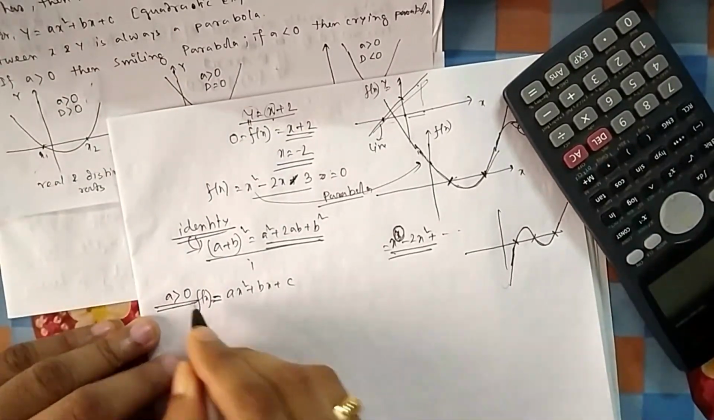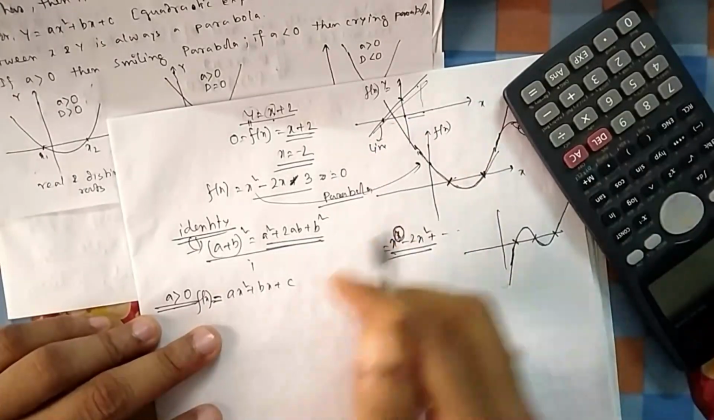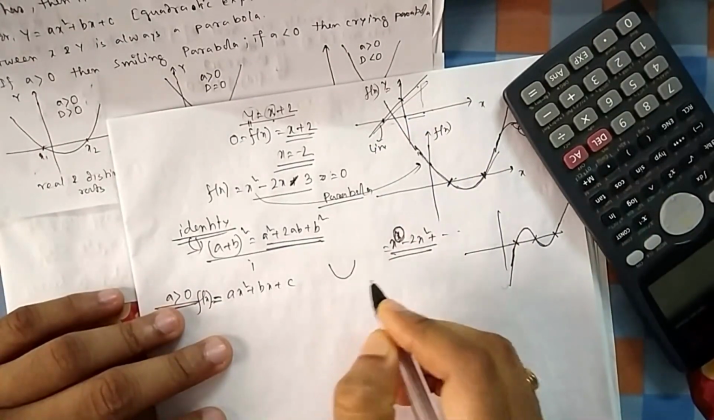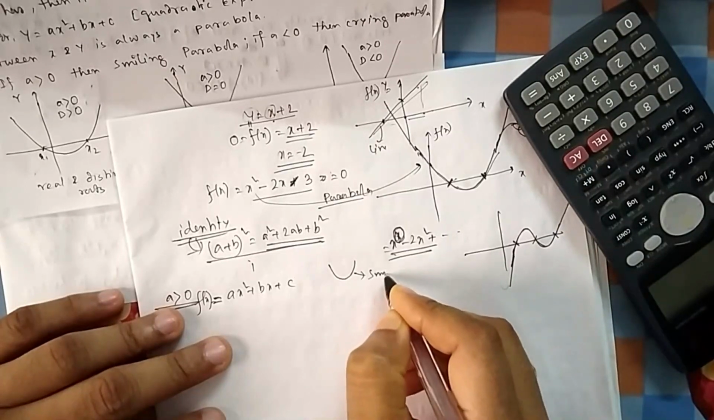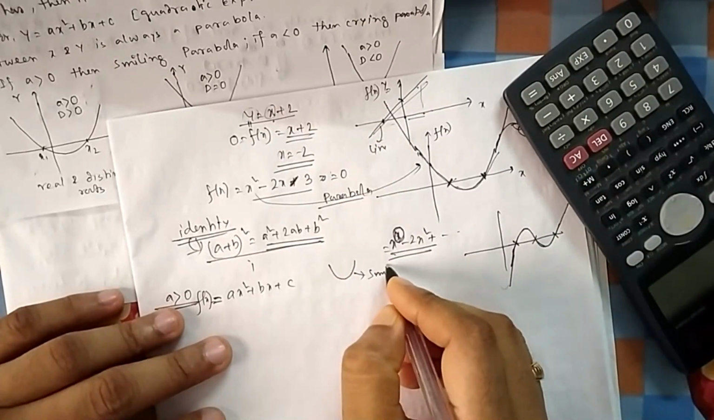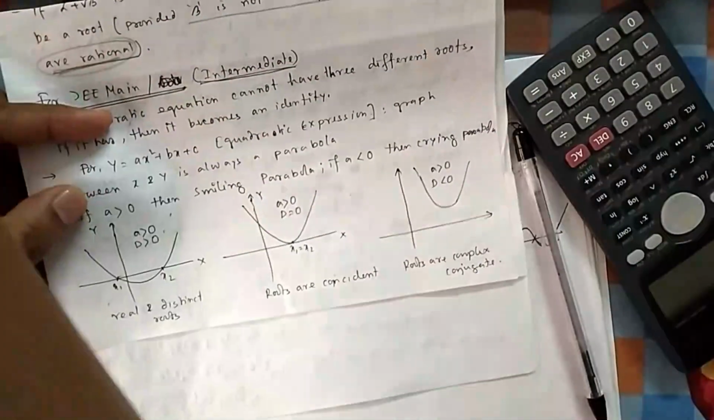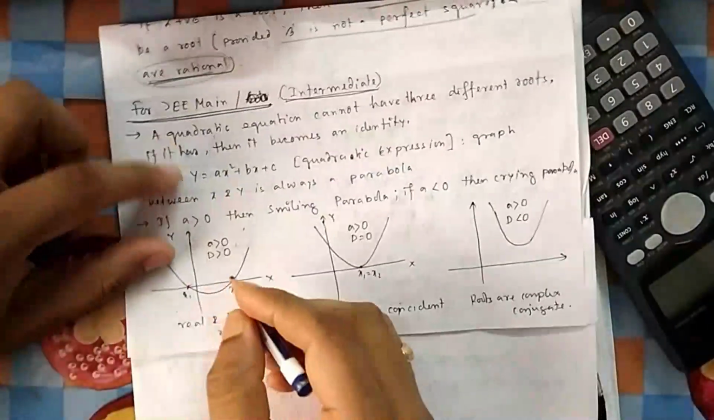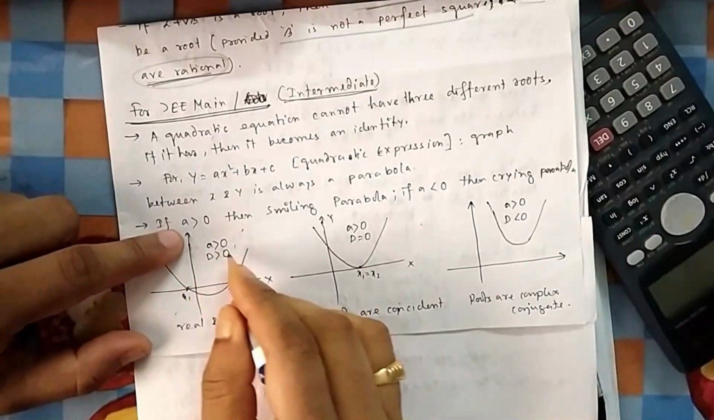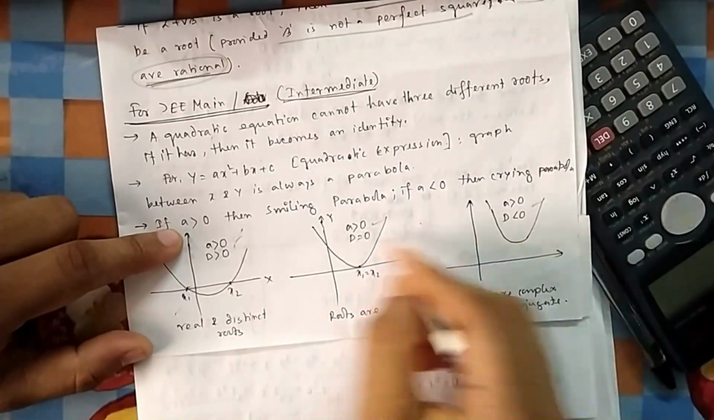If a is greater than 0, then the parabola is always a smiling parabola. It will look up. This is smiling, this type of face is known as a smiley. So we say this is a smiling parabola, and you can remember it using this. There are 3 drawings. I can show you here. You can see this one. If a is greater than 0, all are smiling parabolas.